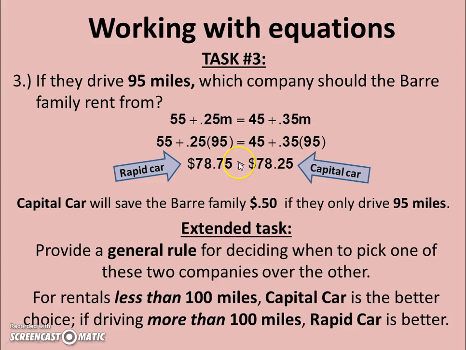At 100, we know they're going to be equal. So at more than 100, Rapid Car would be the better choice. And you can check that just by putting in a number bigger than 100 here. If we put in, let's say, 200 miles, I think you'd see that Rapid Car is cheaper than Capital Car. Why don't you guys do that? Put in 200 and see what you come up with.